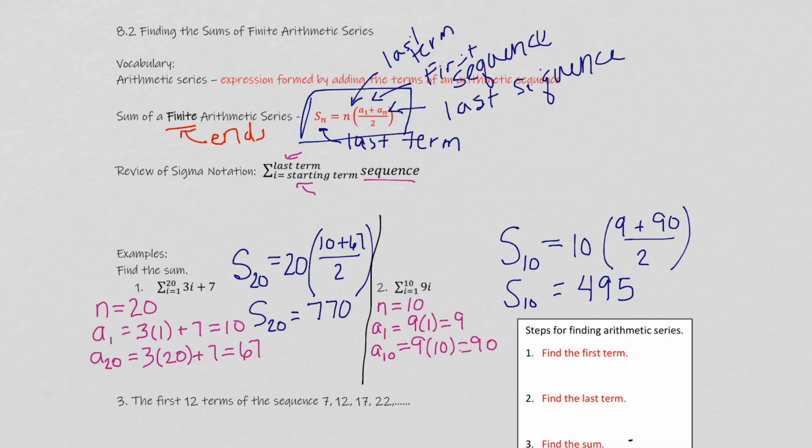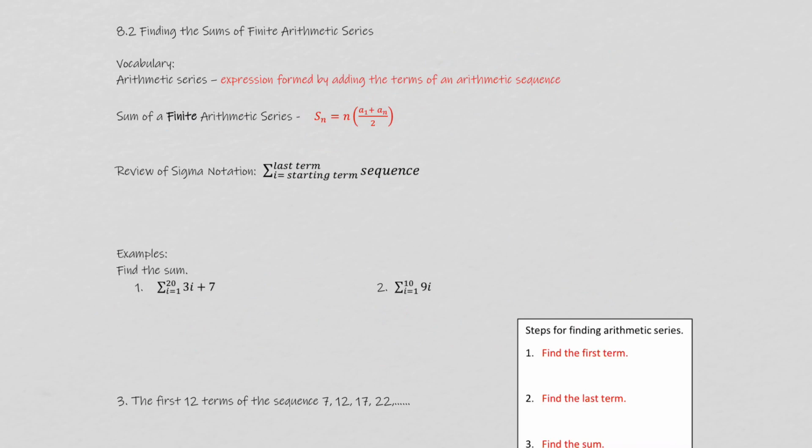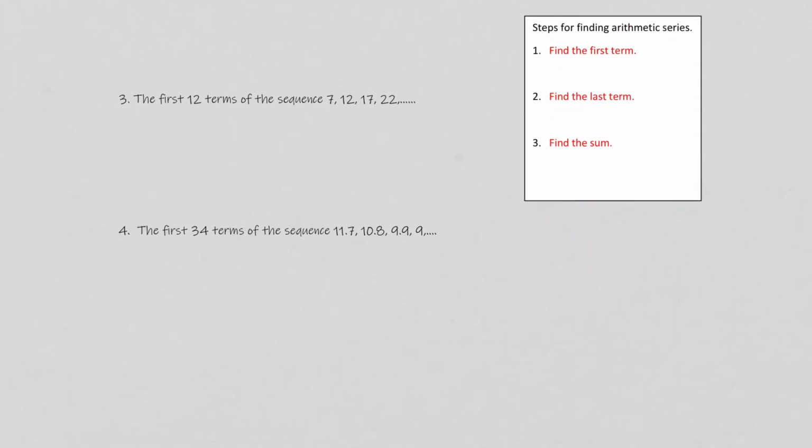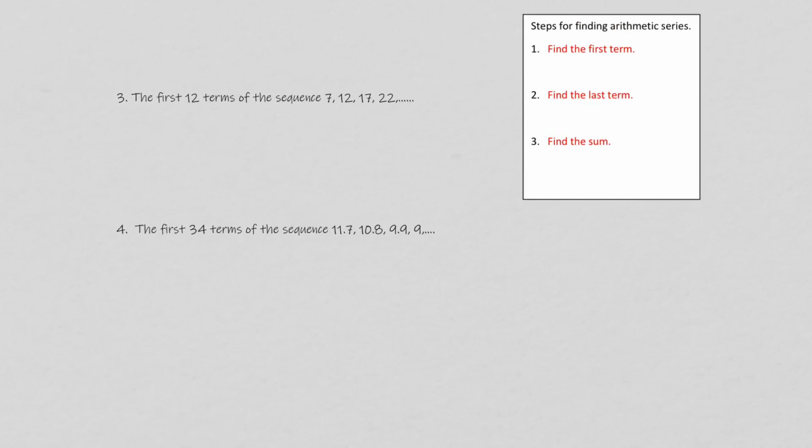All right, so if it's in sigma notation, it's really a matter of understanding the sigma notation and being able to find some of those terms. So let's look at what if it's not in sigma notation. What if they are just giving me some sequences? What am I going to have to do? We're going to follow the same steps, and I've put them off to the side here for you.